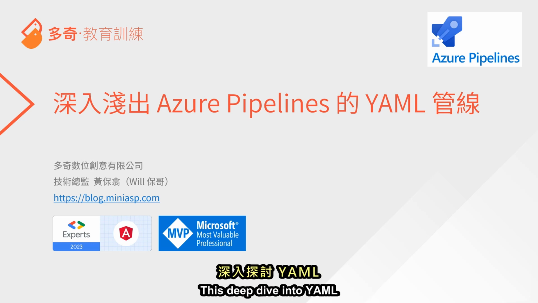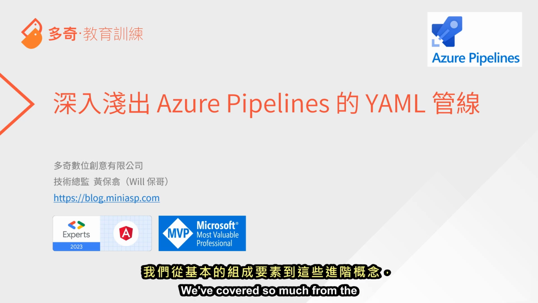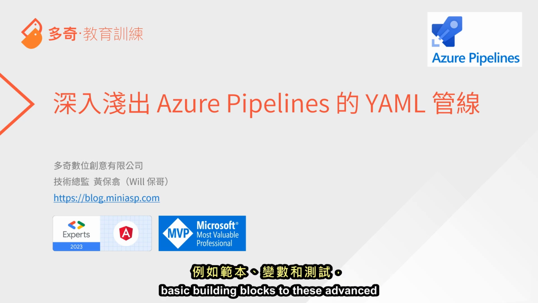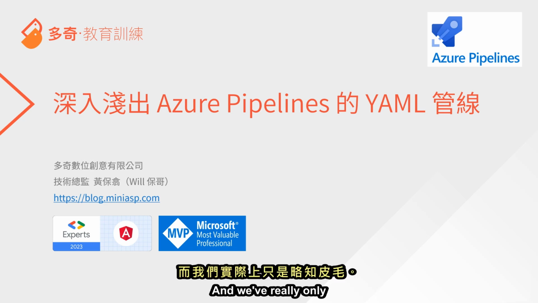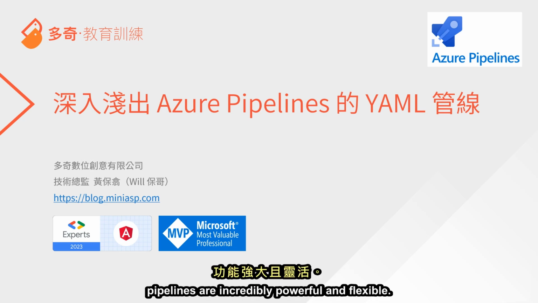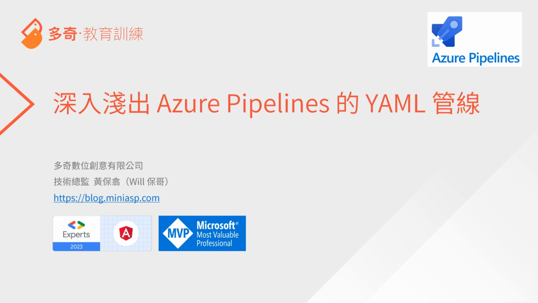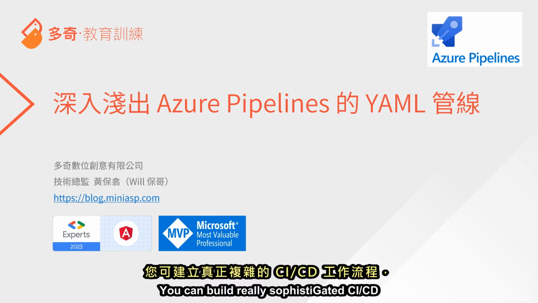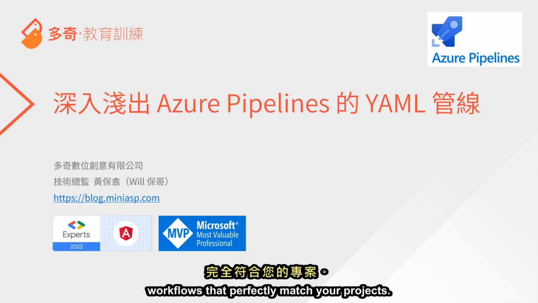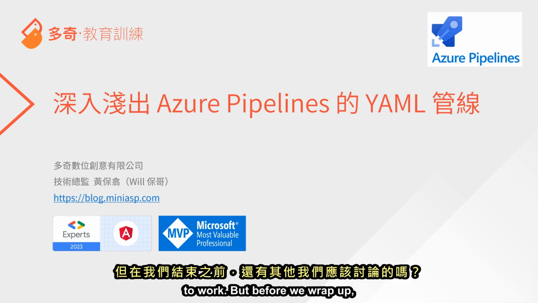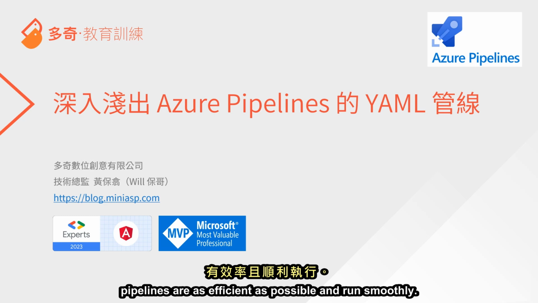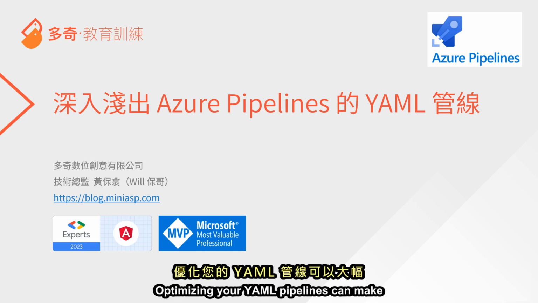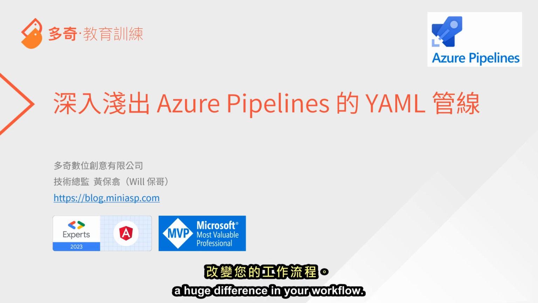This deep dive into YAML pipelines has been super informative. We've covered so much, from the basic building blocks to these advanced concepts like templates, variables, and testing. And we've really only scratched the surface. YAML pipelines are incredibly powerful and flexible. You can build really sophisticated CI/CD workflows that perfectly match your projects. I'm excited to put all this knowledge to work. But before we wrap up, is there anything else we should touch on? Let's talk about making sure our pipelines are as efficient as possible and run smoothly. Optimizing your YAML pipelines can make a huge difference in your workflow.